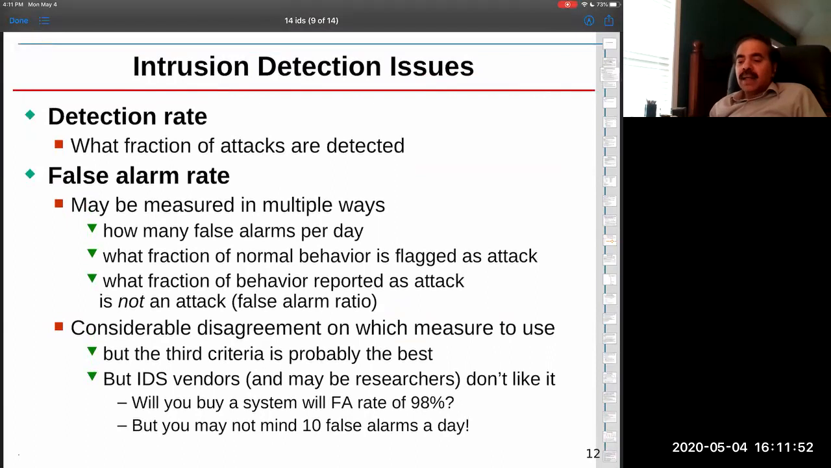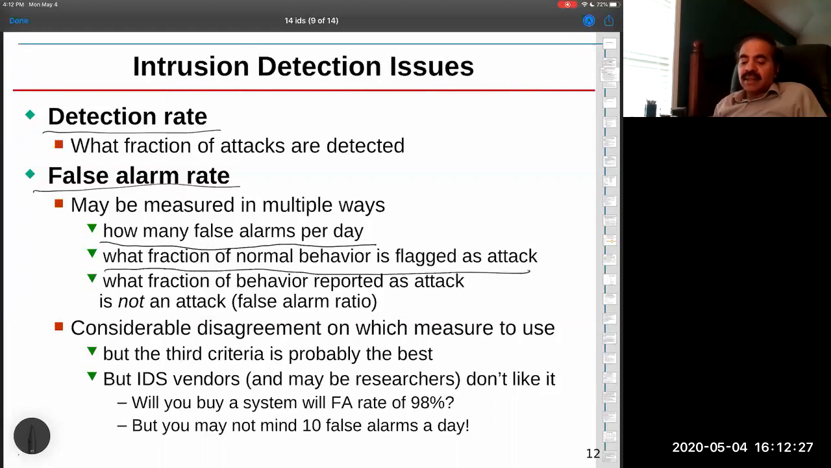So a couple of terms. Detection rate means what fraction of the actual attacks are detected. And then false alarm rate relates to how often you claim there is an attack when there isn't really an attack. And there are multiple ways to measure false alarm rate. Some vendors try to say you get so many false alarms in a day under certain conditions. Others might say what fraction of the normal behavior is flagged as attack.